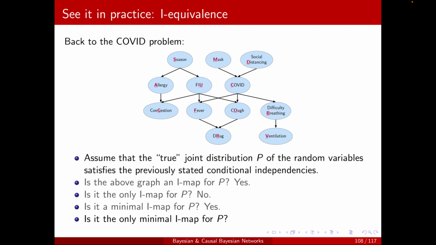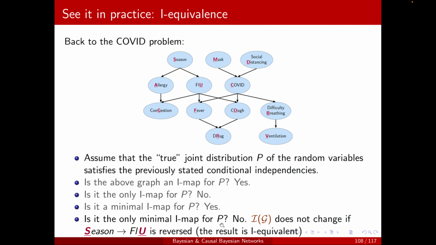Let's see it in practice. Back to our COVID problem. We saw that this graph is an I-map for P. It is not the only I-map. It is a minimal I-map. Is it the only minimal I-map for P? And the answer is no.